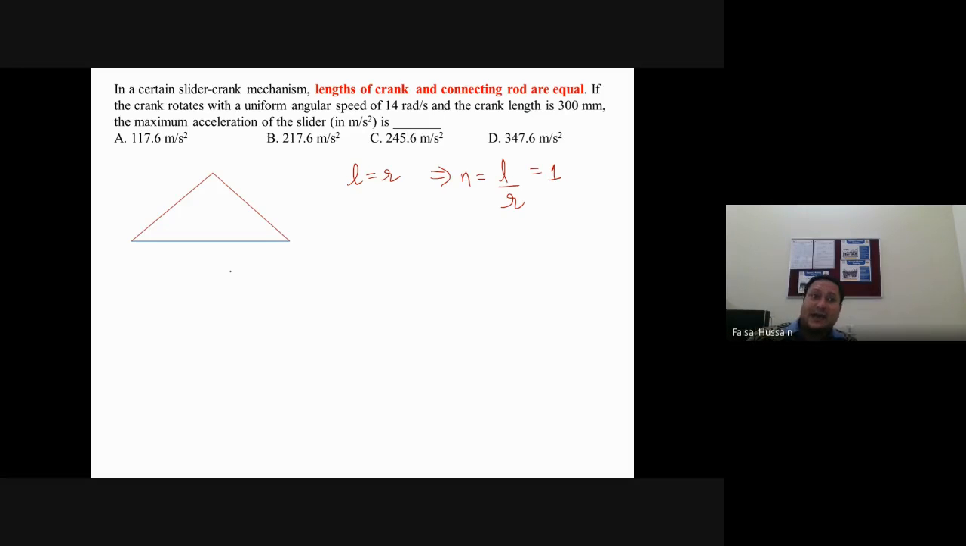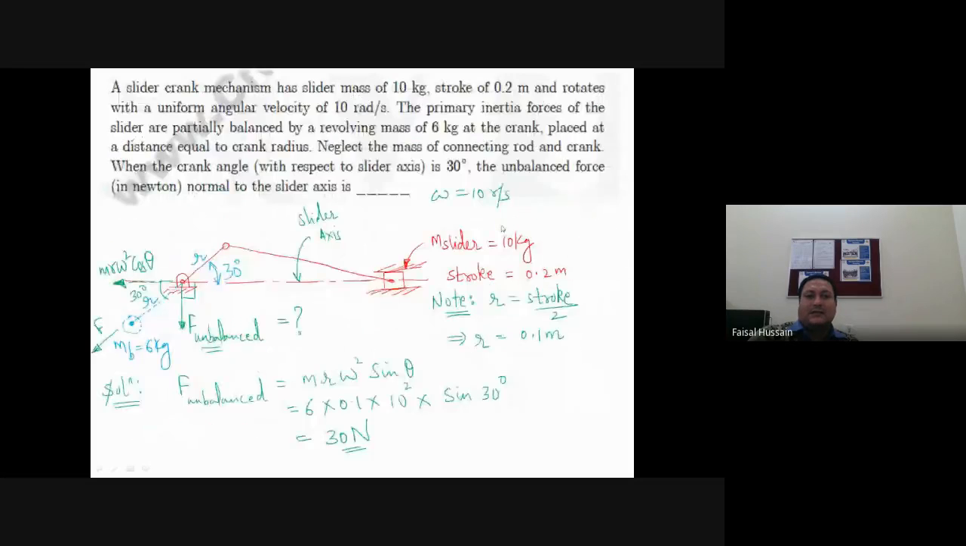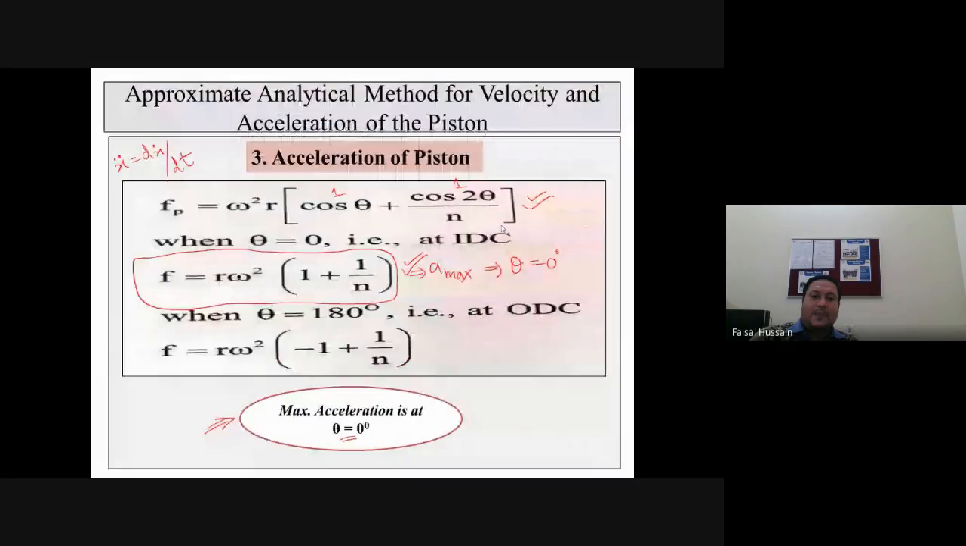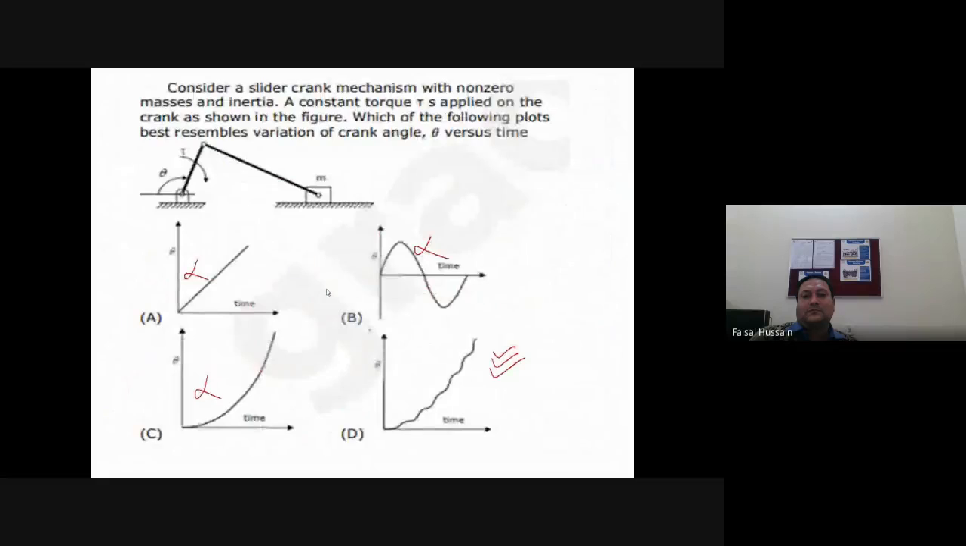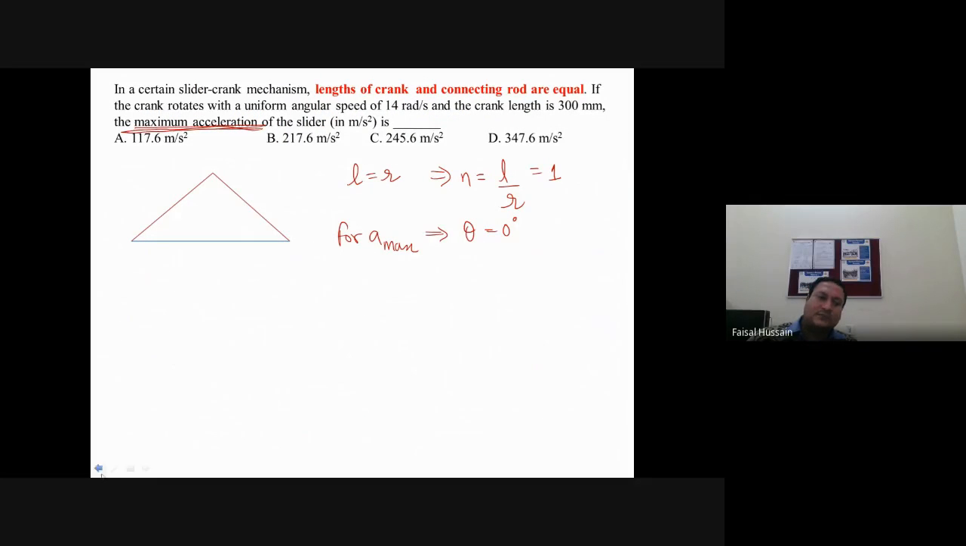We have to determine acceleration. But acceleration of what, and where? We have to determine maximum acceleration. And I have told you that maximum acceleration occurs when theta equal to 0 degree. So if theta is 0, directly your answer will be acceleration equal to r omega square (1 plus 1 by n).